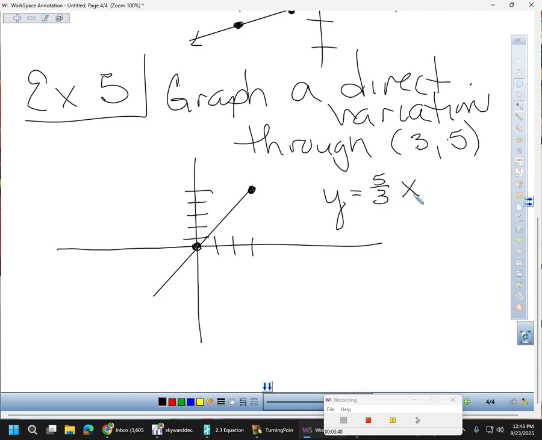All right, any questions? You guys want to use the next 15 minutes to get this done? All right, we are doing page 71, numbers 8 through 38 even. Yeah, go ahead.